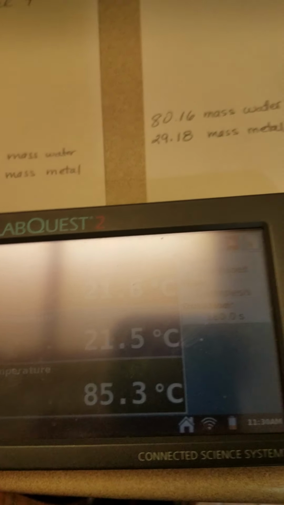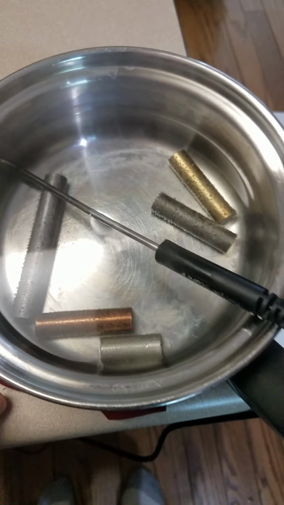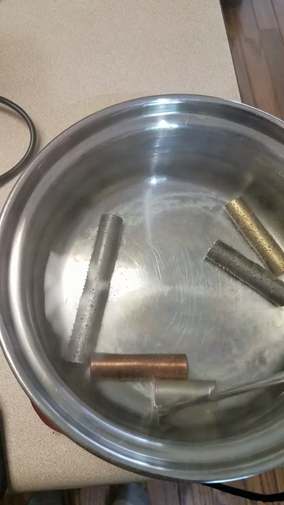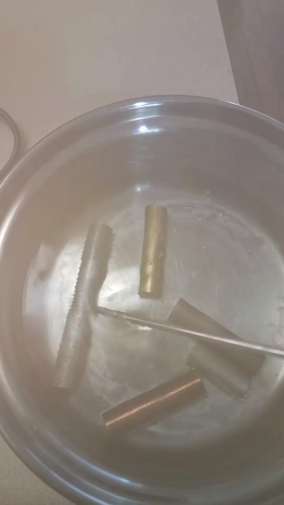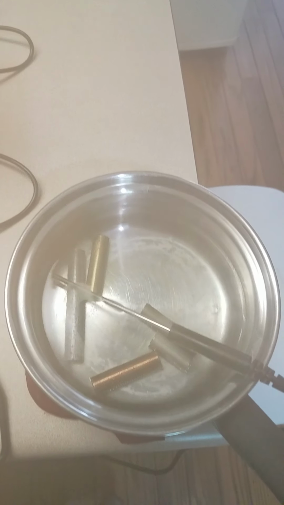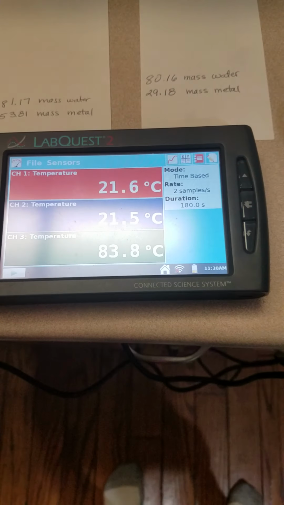The bottom temperature is the temperature of this, which should be the temperature of these pieces of metal. We've got some water hot with them in there. So if we're good, right? Ooh, got a little steam coming out of there, fogging up the camera. If we're good, all of those metals will be at the temperature right now. We'll go with 83.8 degrees.